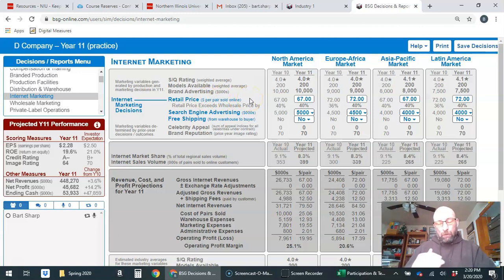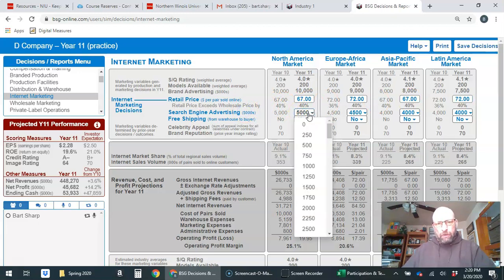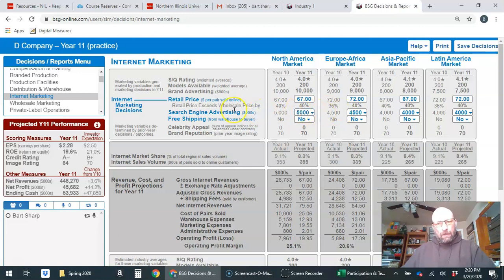We haven't gotten to the point where you're setting a price for your product. This is your first chance to do that. So here in the internet marketing, you decide for each region what do you want your retail price to be? This is what the customer will actually pay. You decide how much you want to spend on search engine optimization, advertising. Okay. Again, search engine advertising, any kind of marketing has the potential to boost the perceived value of your products, but obviously there's also a cost associated with it.